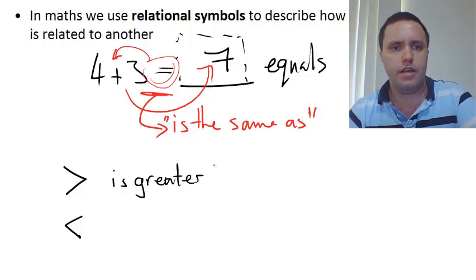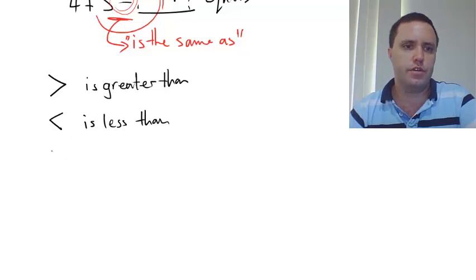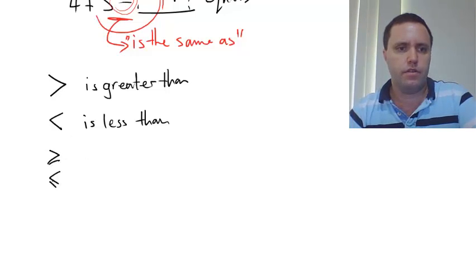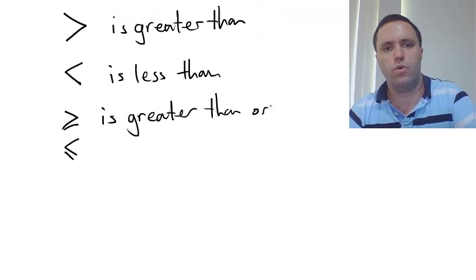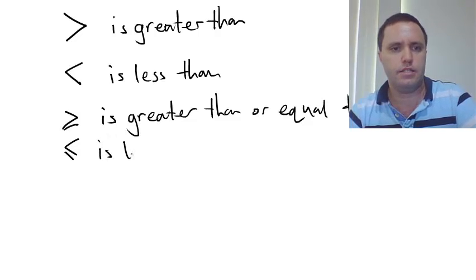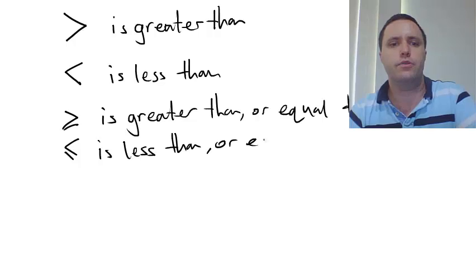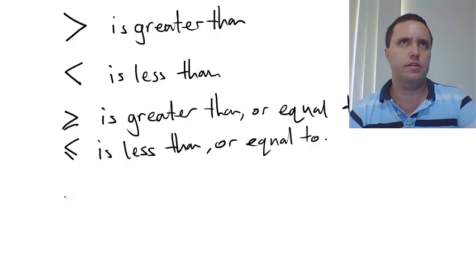So is greater than and is less than. Okay? And we also have these ones here. So this means is greater than or equal to. And this one means is less than or equal to. Okay? And finally, yeah, I suppose oh no, 2 more probably.